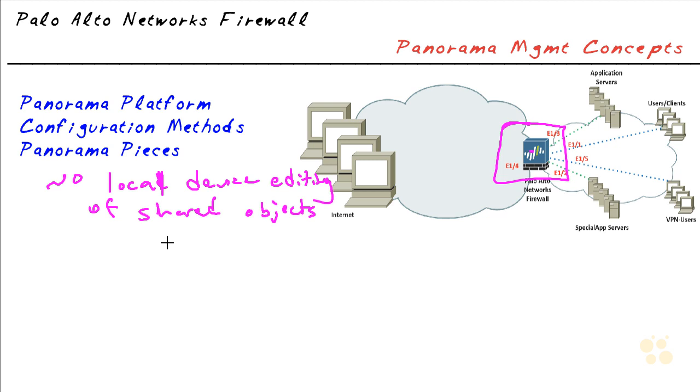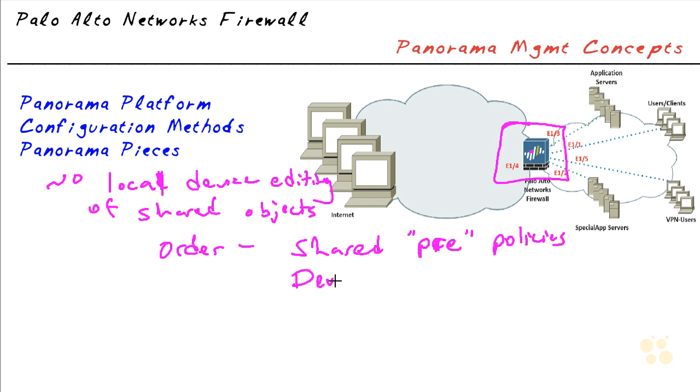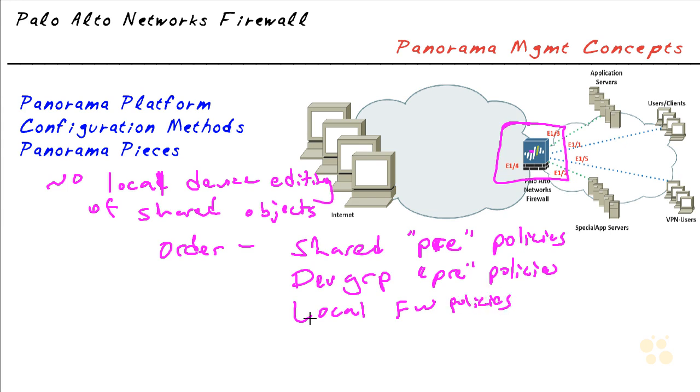So my order of operations in terms of my policies is: I will have my shared pre policies. Then I have my device group pre policies. I have my local firewall policies. I have my device group post policies.